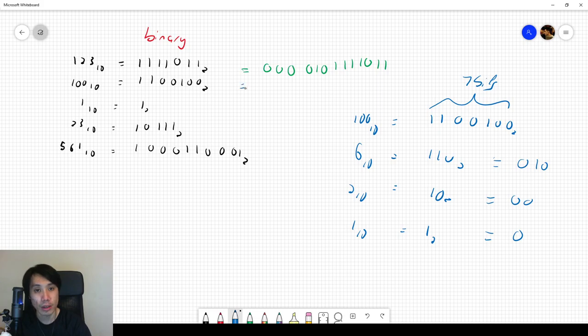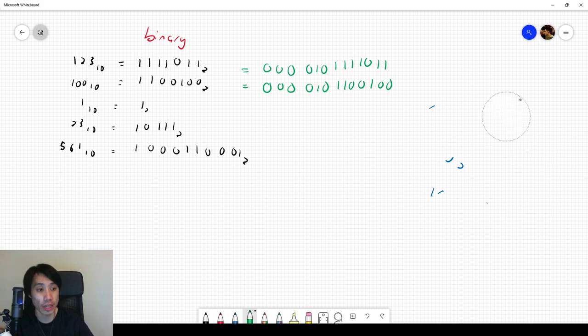Then I will prepend it as 0, 0, 0, 0, 1, 0, 1, 1, 0, 0, 1, 0, 0. Okay, so I'm going to do the same for each and every one of them. Right. So what about 1? Right, 1, 2 equals to 1, 1 of 10 equals to 1, 2, right?